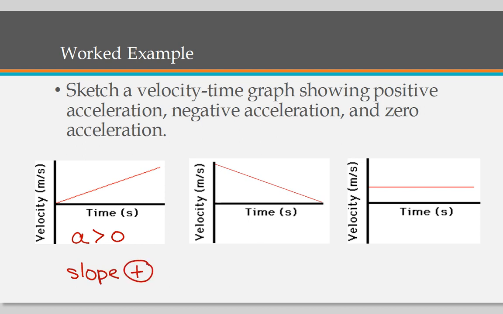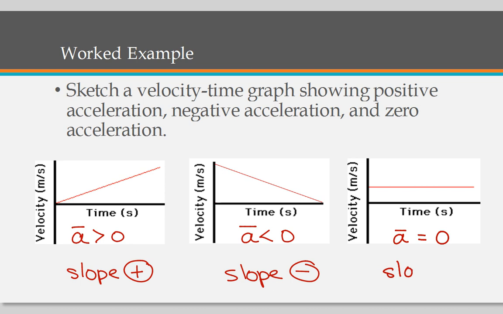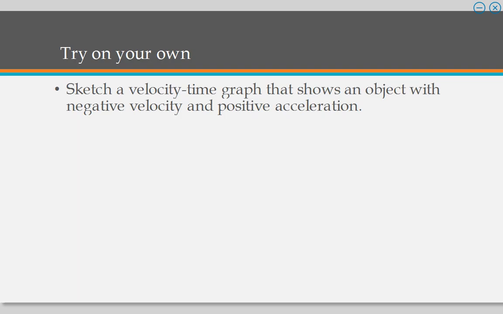The next one is negative acceleration. Why? Because the slope is negative. Remember, rising to the right, falling to the right. And the last one, the acceleration is 0 because the slope is 0. Any questions about that? That's some Math 10 review, some Science 10 review.